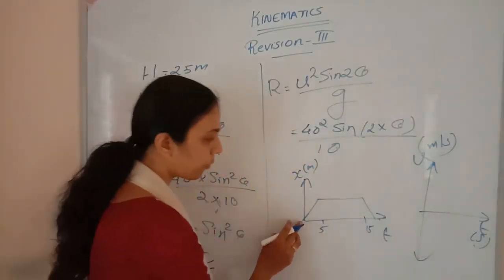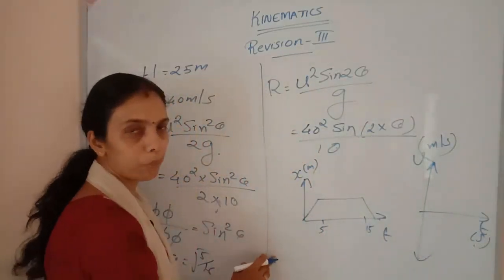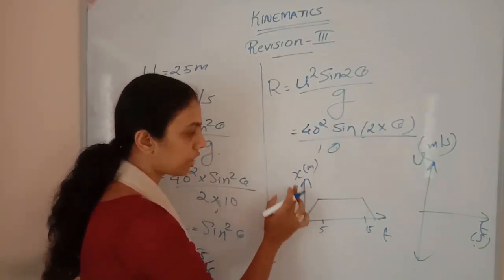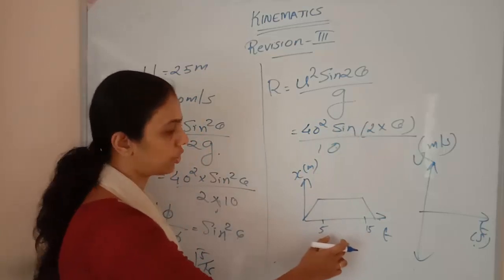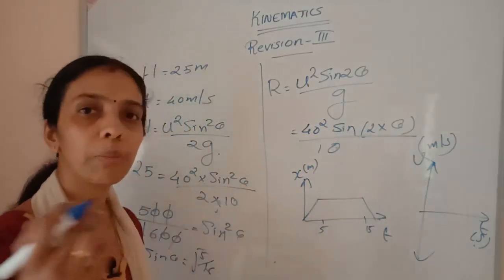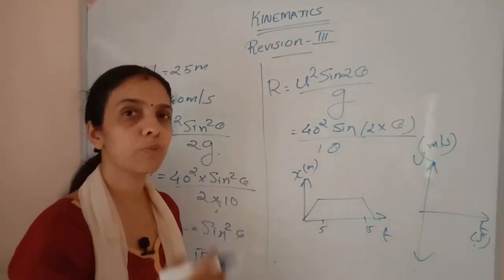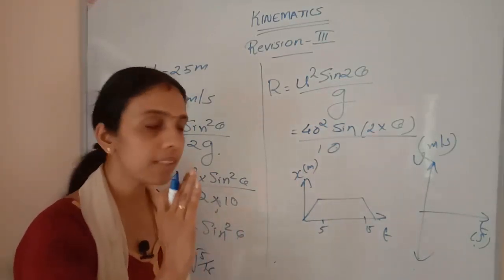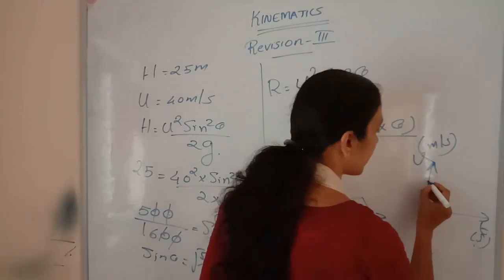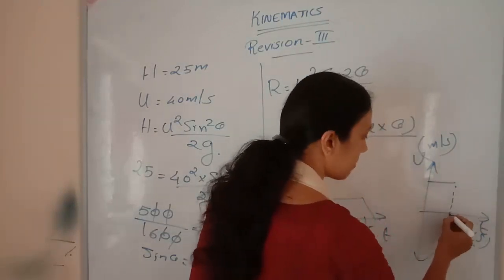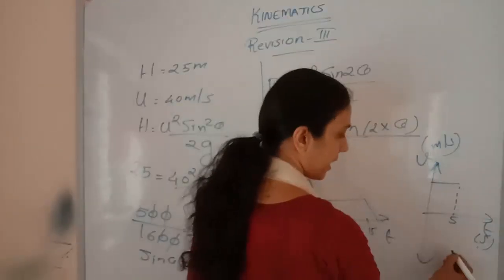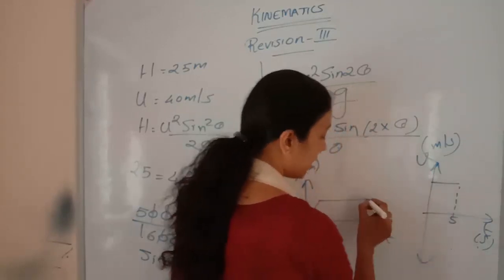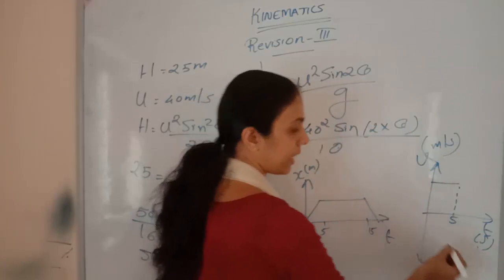So here it is moving with uniform motion. Since it is a straight line with a slant, it is under uniform motion. In uniform motion, it will be having uniform velocity. Velocity is uniform, that means velocity remains the same. So till 5 seconds velocity will remain the same, and then it is at rest and it is decreasing. Here the position is decreasing, right?